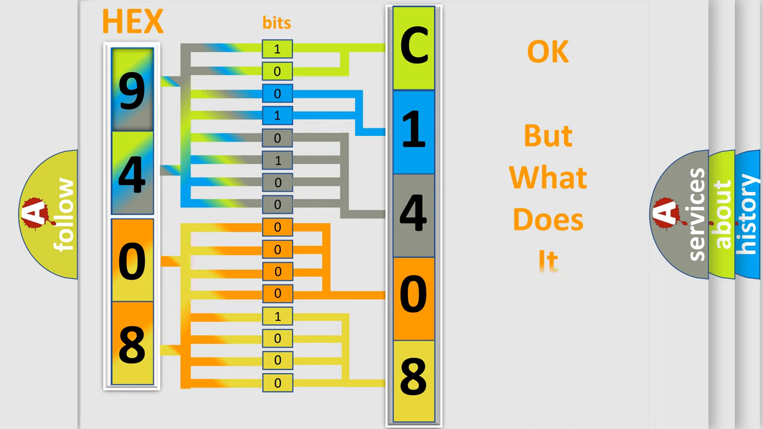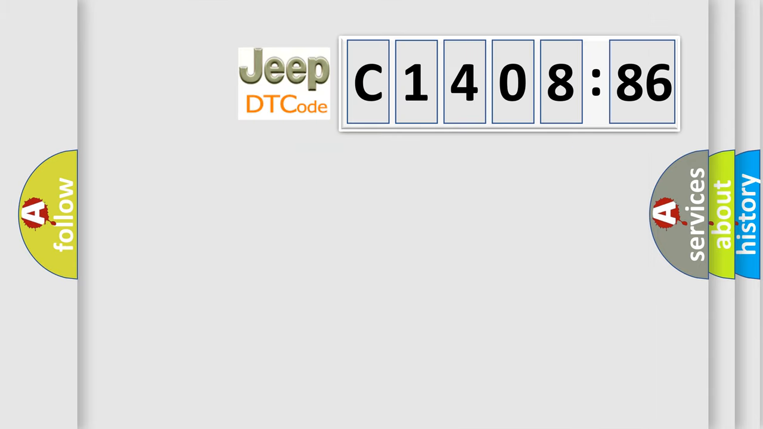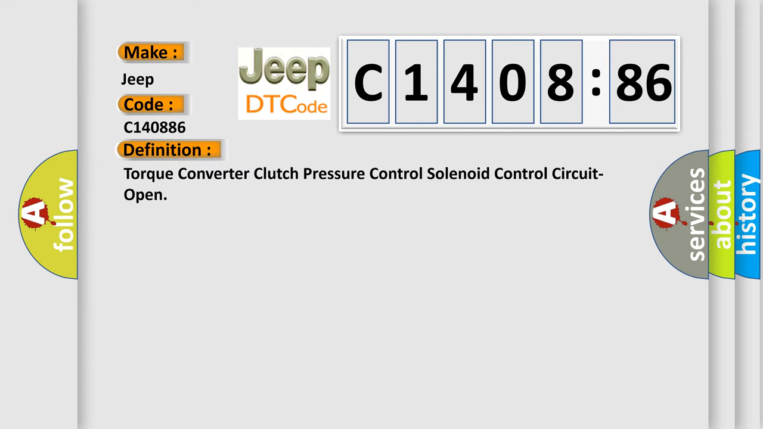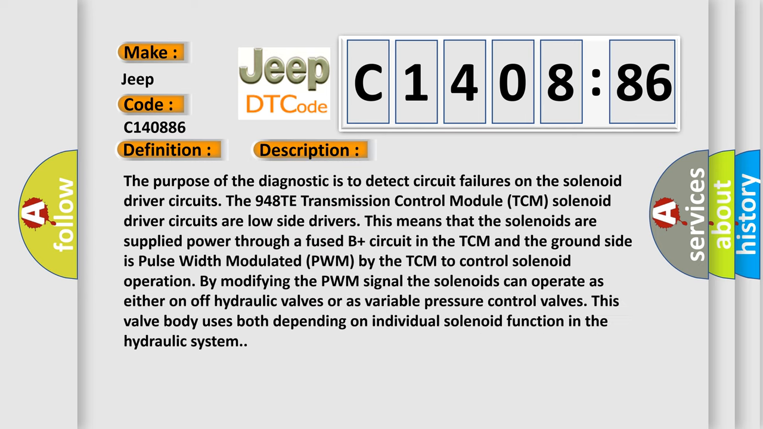The number itself does not make sense to us if we cannot assign information to what it actually expresses. So, what does the diagnostic trouble code C1408-86 interpret specifically for Jeep car manufacturers? The basic definition is: torque converter clutch pressure control solenoid control circuit open. And now this is a short description of this DTC code. The purpose of the diagnostic is to detect circuit failures on the solenoid driver circuits.